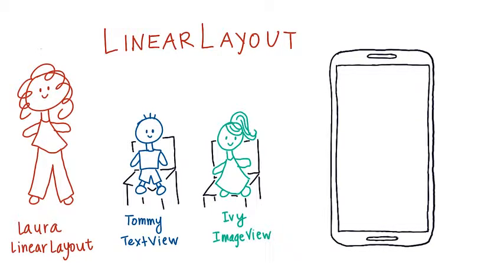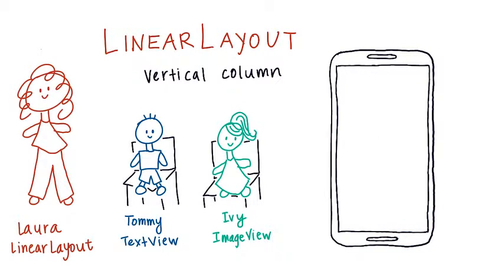Okay, great. So now we know about how view groups can contain views. Each view group has specific rules on how it will position the children inside of it. First, let's look at linear layout. This view group can arrange children in a vertical column, like this.